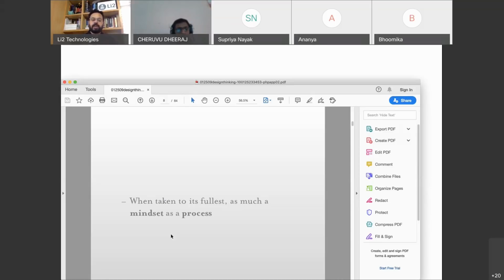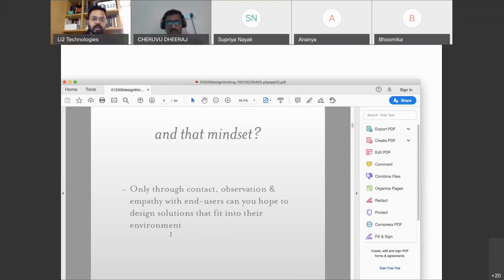So from this point, please remember that design thinking is a mindset more than it is a process. It is also a process, but it need not necessarily be only a process, right? And what is that mindset? Only through contact, observation, and empathy with the end user can you hope to design solutions that fit into their environment. Very, very, very important.